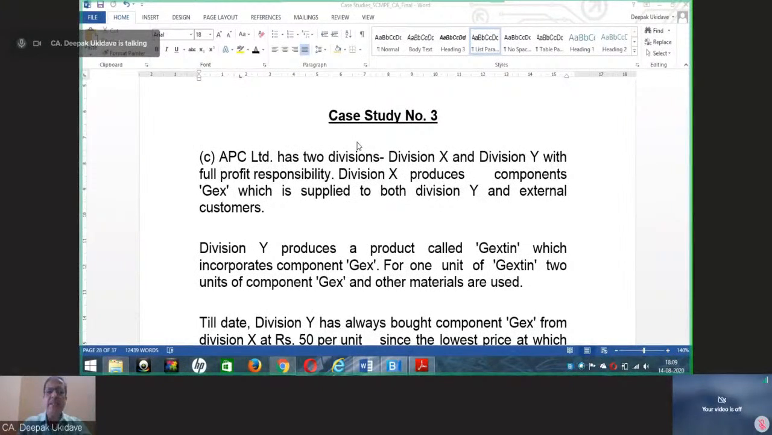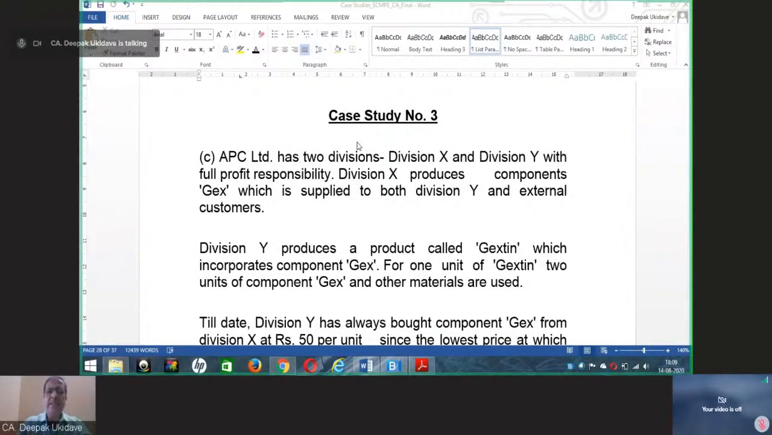If you don't want to show it in the form of a table, you can show it directly also. But what happens if we lose sight of one of the figures? Then our calculations may go wrong. So I will never advise you to do these calculations directly. Better to show it in tabular or columnar form. So 3 lakh units multiplied by 16 rupees contribution, 48 lakh will be the total contribution made by division X.